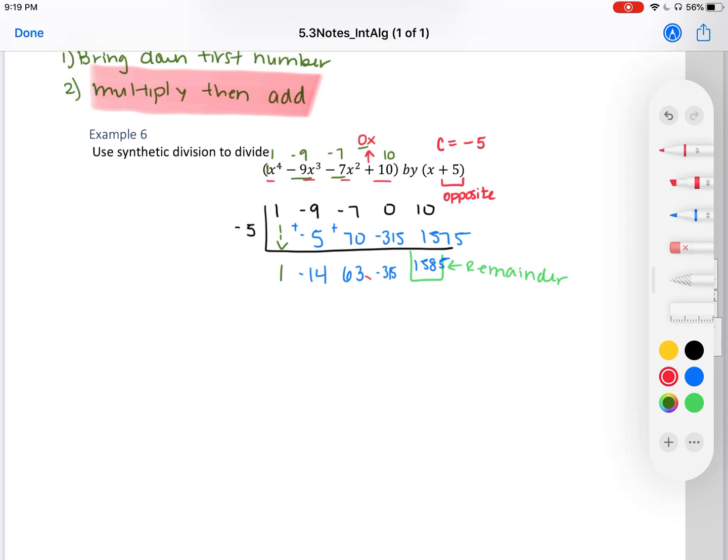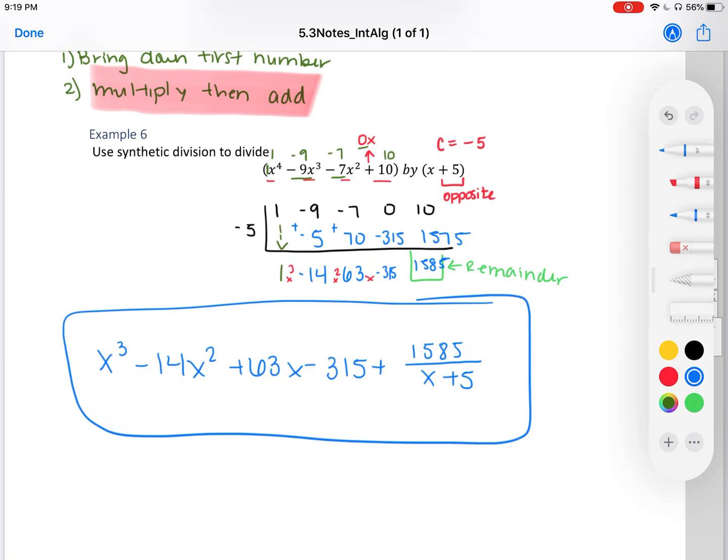So remember, no x, x, x squared, x cubed. Our answer is x cubed minus 14x squared plus 63x minus 315 plus 1585 over our divisor, which was x plus 5.